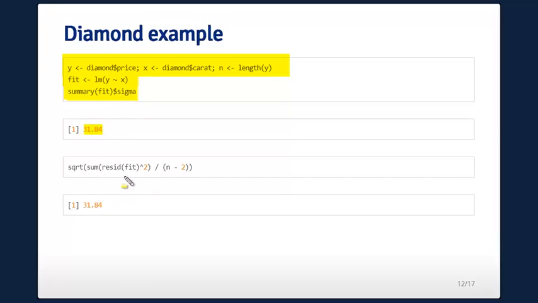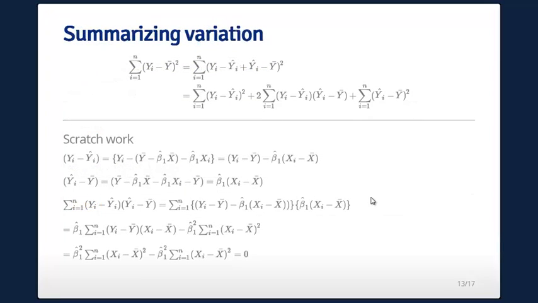So just to show you that it's the same, we could get the residuals and square them, and then divide the sum by n minus 2, and that will give us sigma hat squared. We want to look at sigma, so we can take the square root of that. You see it works out to be the same number. So it's interesting that you can summarize variation in a kind of clever way.